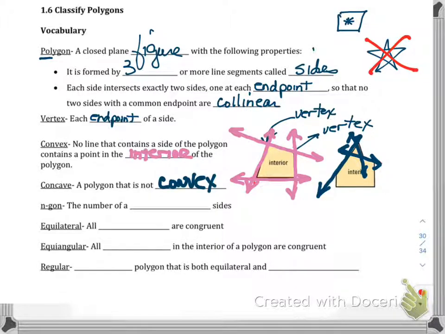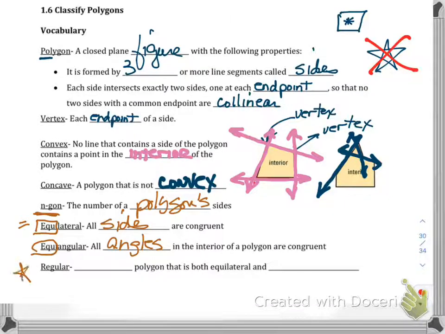Okay, if they call something an n-gon, that's a little bit of a weird name. So an n-gon is the number of a polygon's sides. Okay, equilateral. Equi means equal. All sides are congruent. Equiangular, all angles in the interior of a polygon are congruent.